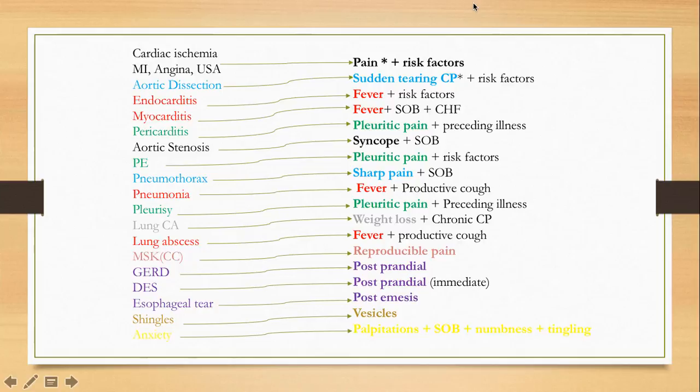So anyway, the point is putting it all together and looking at the commonalities. So you see that you have sudden tearing chest pain or sharp pain in the setting of pneumo and the aortic dissection. You have chest pain with risk factors and possibly shortness of breath, with or without syncope, aortic stenosis, and cardiac ischemia. Then you have fever in 4 different things, present with risk factors and of course further symptoms. And then you have weight loss, that's one category of its own. Then you have reproducible pain and postprandial pain, and then you have these last 2 categories.